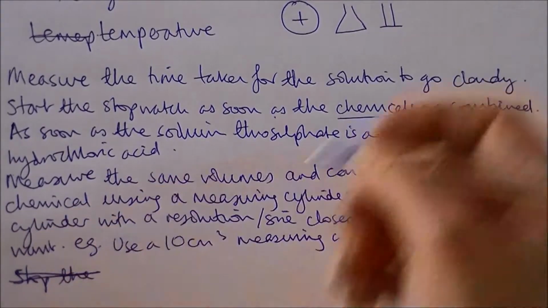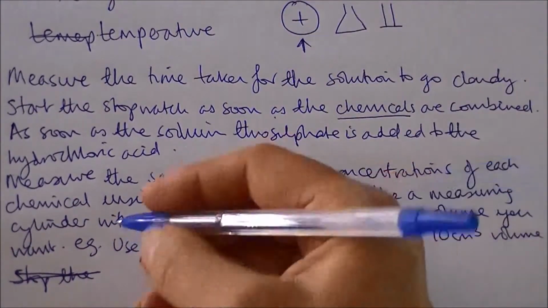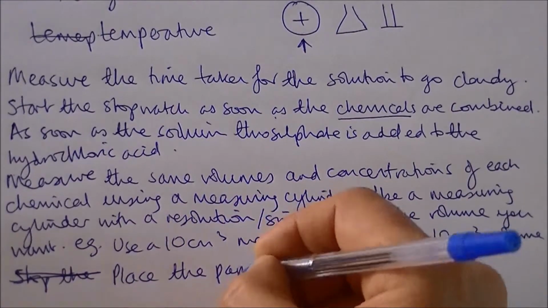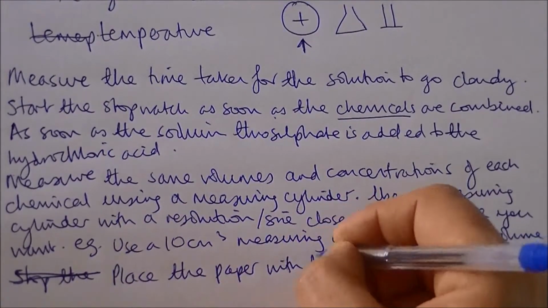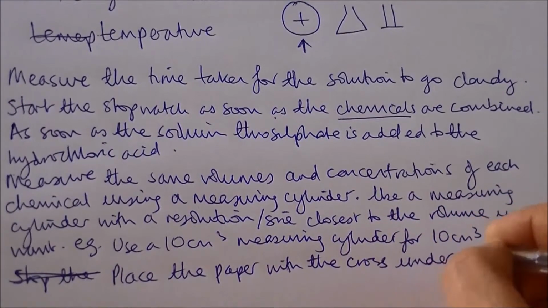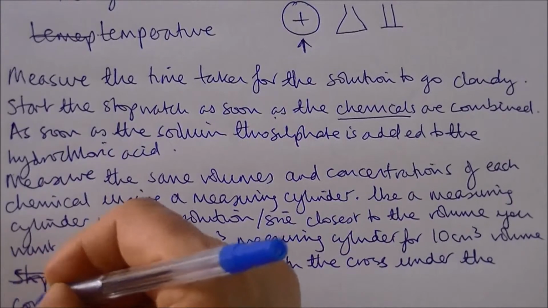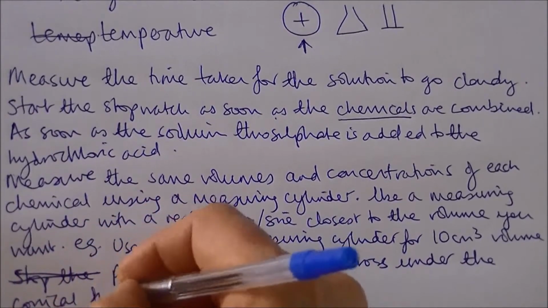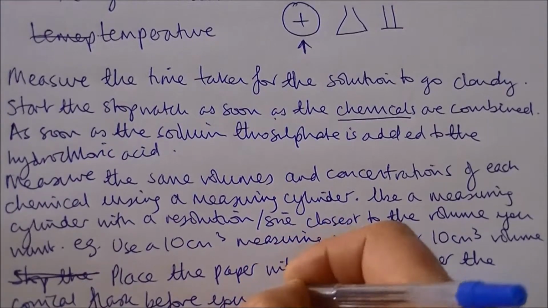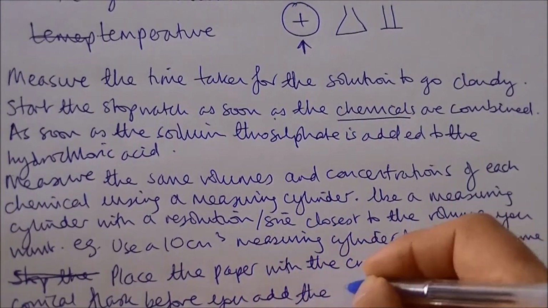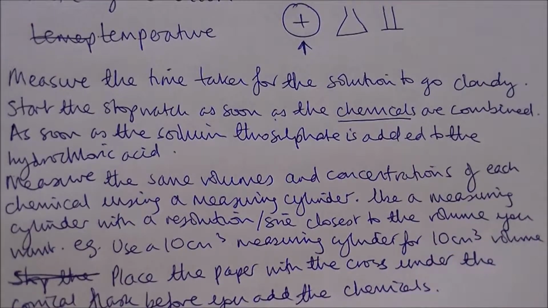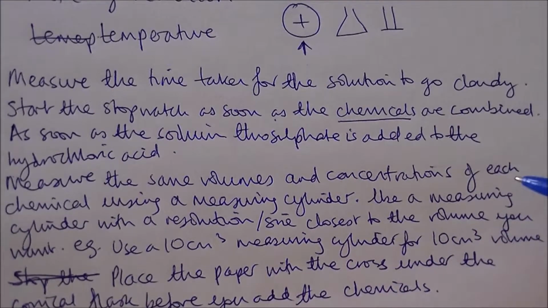In fact, I'm not even going to go there. Let's talk about this piece of equipment here. So place the paper with the cross under the conical flask before you add the chemicals.